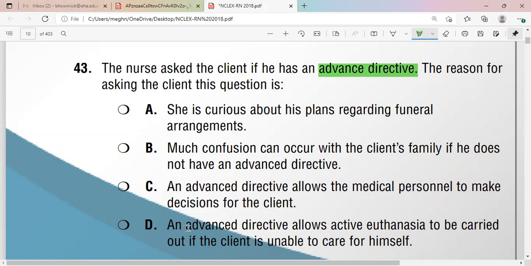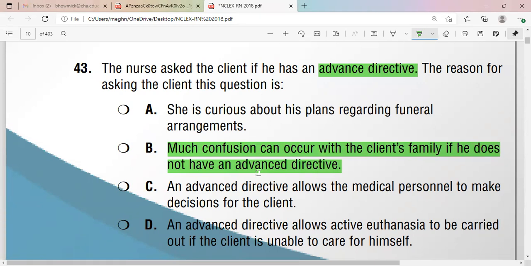And number D, an advanced directive allows active anesthesia to be carried out if the client is unable to care for himself. So the correct answer is B. So much confusion can occur with the client's family if he does not have an advanced directive.